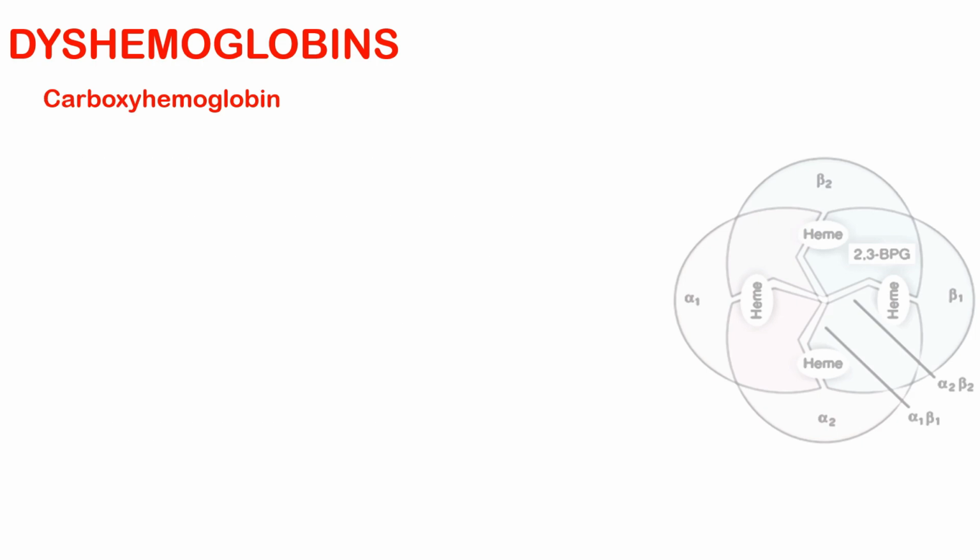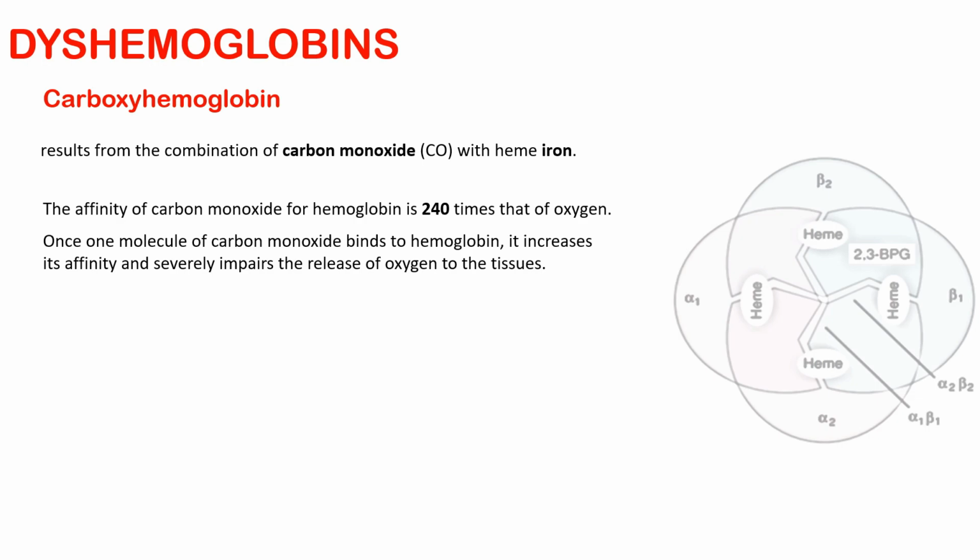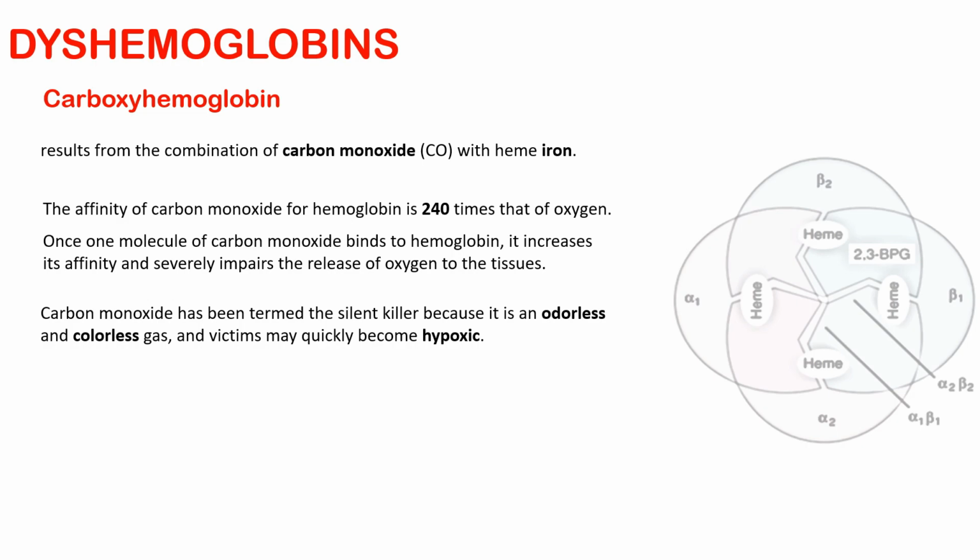Carboxyhemoglobin. Results from the combination of carbon monoxide with heme iron. The affinity of carbon monoxide for hemoglobin is 240 times that of oxygen. Once one molecule of carbon monoxide binds to hemoglobin, it increases its affinity and severely impairs the release of oxygen to the tissues. Carbon monoxide has been termed the silent killer because it is an odorless and colorless gas, and victims may quickly become hypoxic.